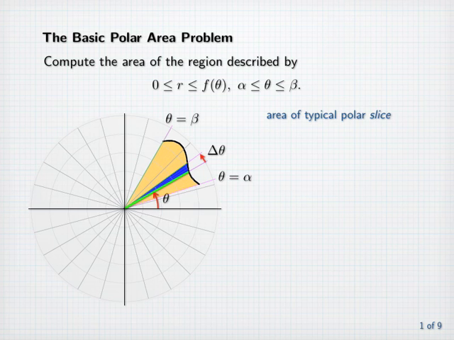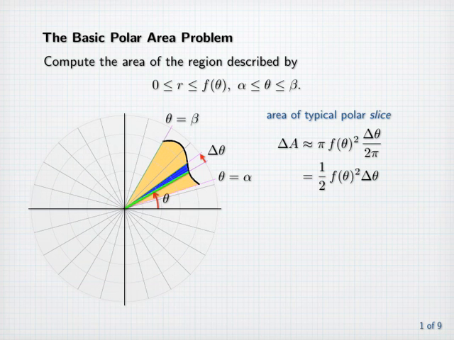in the angular coordinate. The area delta A of this polar slice is approximately equal to the area within a circle of radius f of theta, which is pi times f of theta squared, times the fraction delta theta over 2 pi. So we have delta A approximately equal to 1/2 of f of theta squared times delta theta.